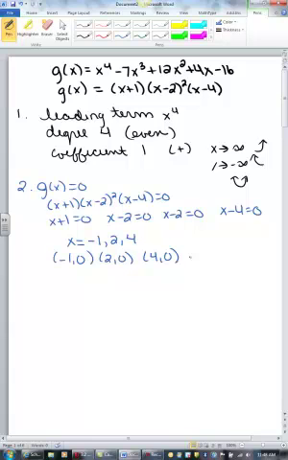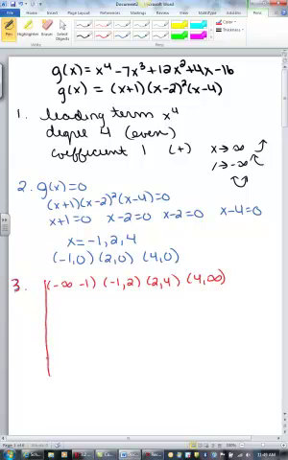Alright, so what that does for us is it divides our intervals for us, right? That allows us to make intervals. So the intervals that we're going to be looking at are those from -infinity to -1, -1 to 2, 2 to 4, and then 4 to infinity. Okay? So from our intervals we make our chart.